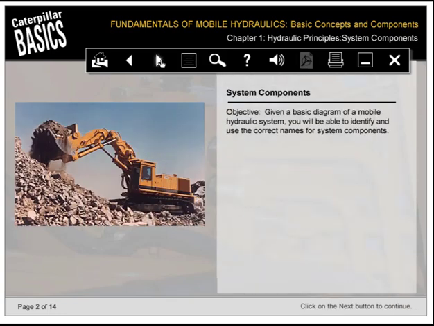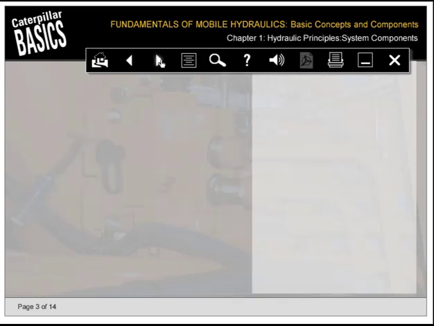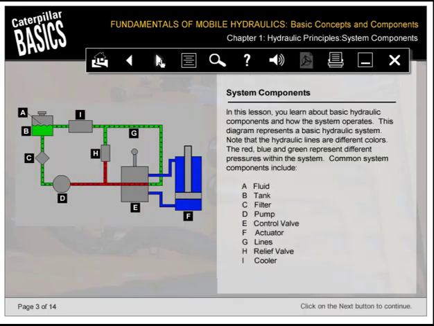Objective: given a basic diagram of a mobile hydraulic system, you'll be able to identify and use the correct names for system components. In this lesson, you'll learn about basic hydraulic components and how the system operates. This diagram represents a basic hydraulic system. Note that the hydraulic lines are different colors. The red, blue, and green represent different pressures within the system.